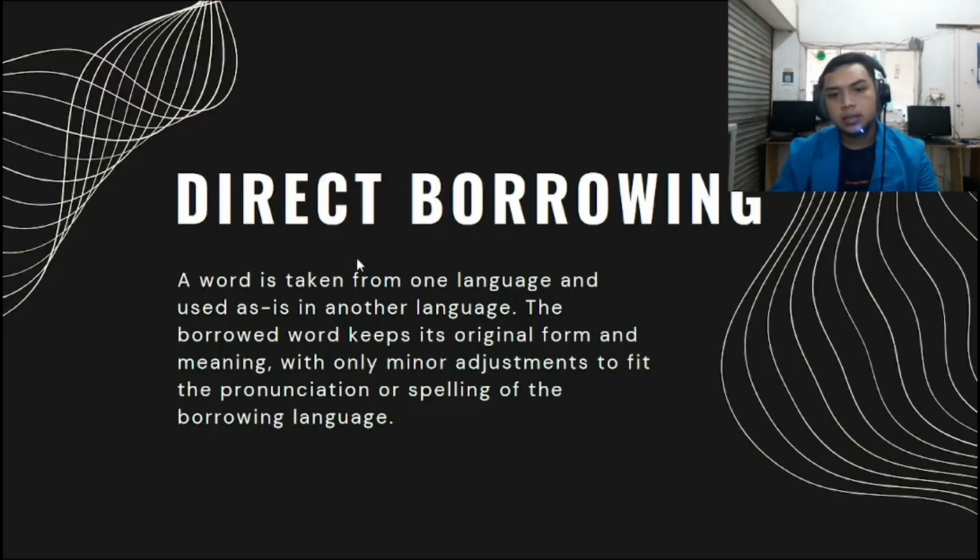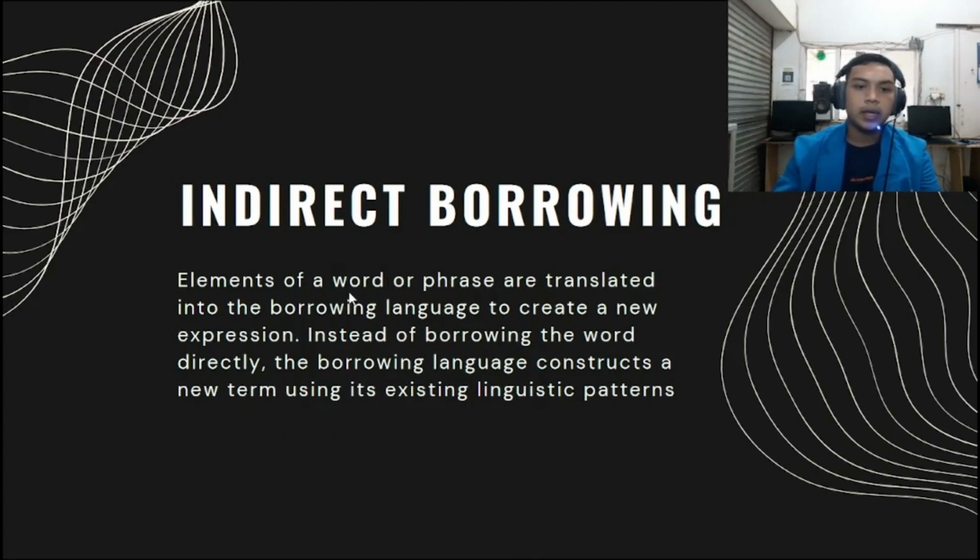The next is direct borrowing. A word is taken from one language and used in another language. The borrowed word keeps its original form and meaning, with only minor adjustment to the pronunciation or spelling of the borrowing language. And next is indirect borrowing. In indirect borrowing, elements of a word or phrase are translated into the borrowing language to create a new expression. Instead of borrowing the word directly, the borrowing language constructs a new term using its existing linguistic patterns.